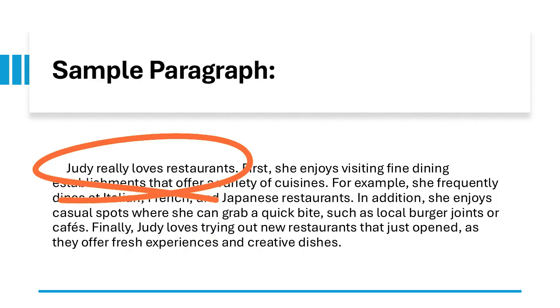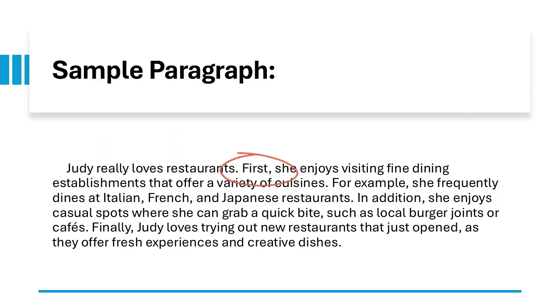This sample paragraph follows a listing pattern of organization, where multiple points are presented in a clear and orderly sequence. The topic sentence introduces the main idea, Judy's love for restaurants. After that, the paragraph lists 3 specific types of restaurants she enjoys, in order.